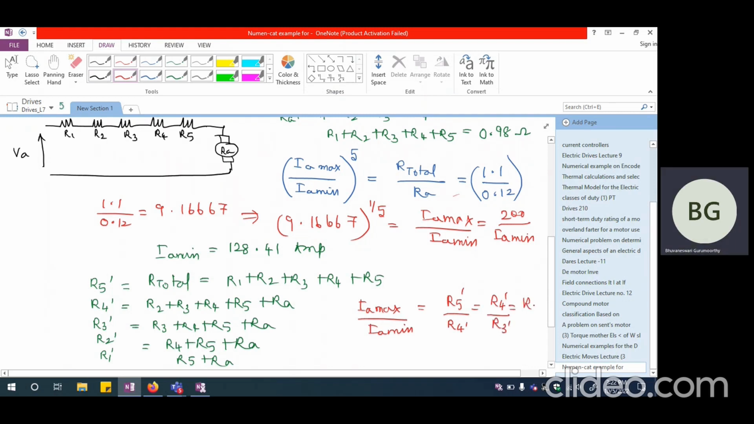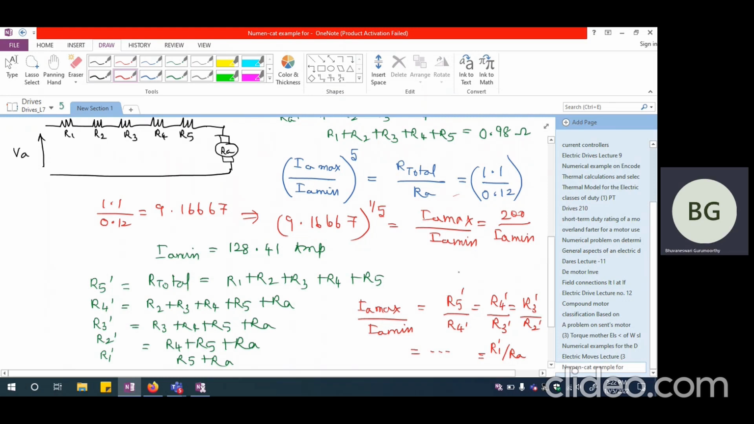And this should be equal to R3 dash divided by R2 dash and so on. And finally, it is going to be R1 dash by RA. So this is the way it is going to work. So you should be able to calculate.